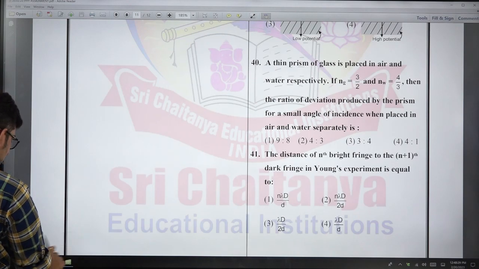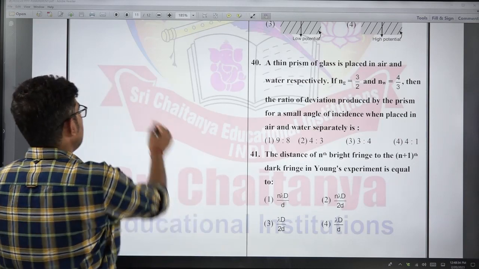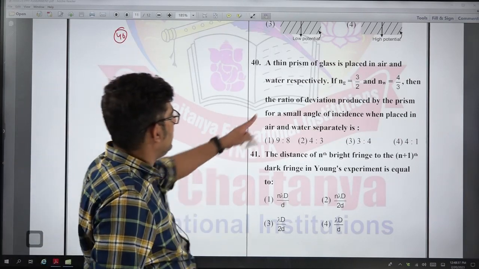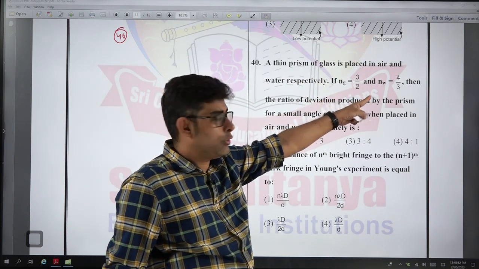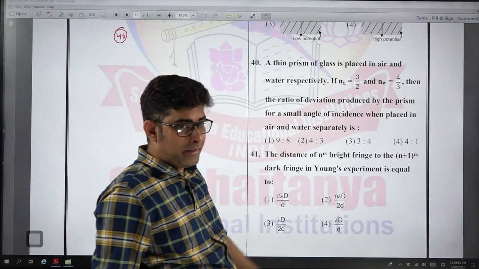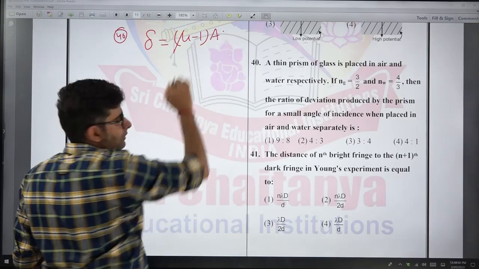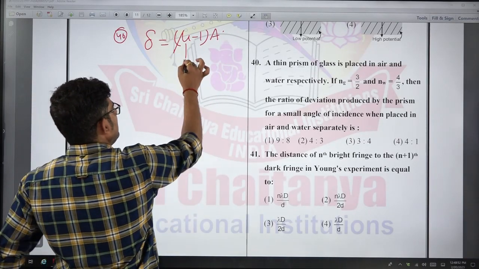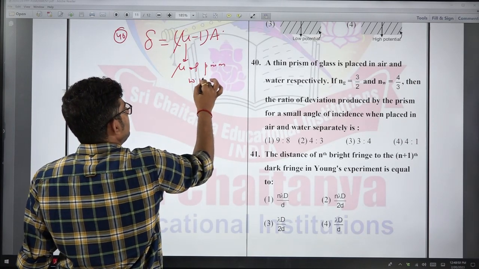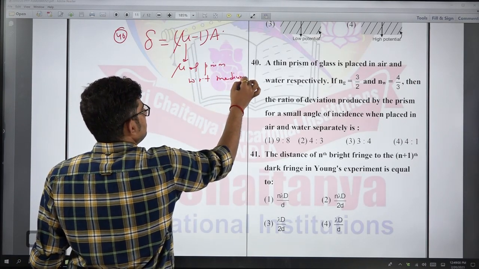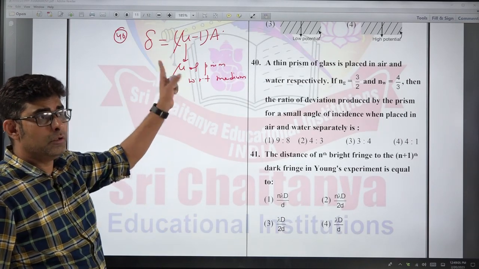Okay, finish the remaining questions fast. Question number 40, what are they saying? A thin prism is placed in air and water. Mu g is 3/2, mu w is 4/3. Ratio of deviation produced by the prism. Well, we know for a thin prism, delta we write as mu minus 1 into A. Always remember that this mu is the mu of the material of the prism with respect to the medium outside. Generally we take the outside medium as air, so we write mu, otherwise it is always with respect to the medium outside.